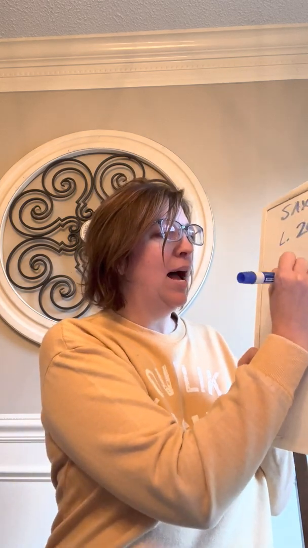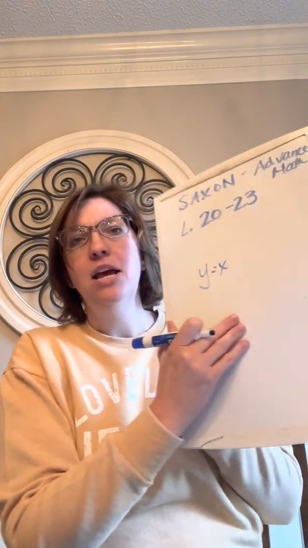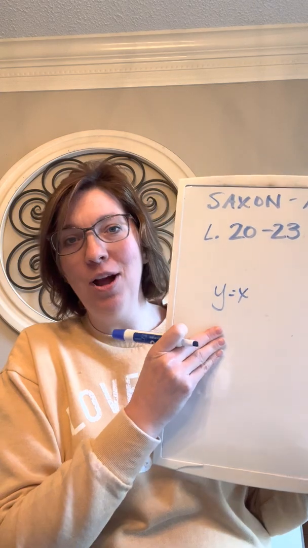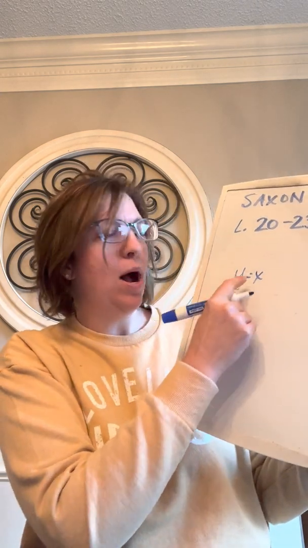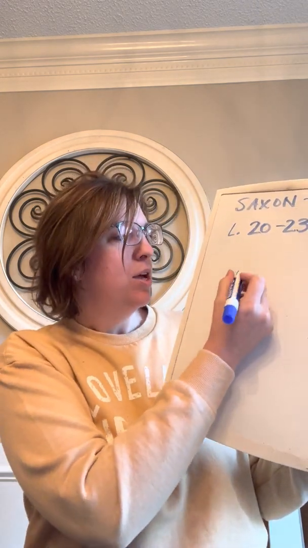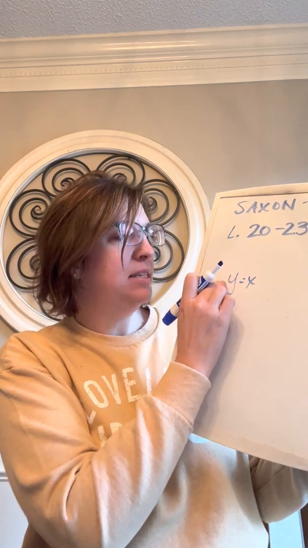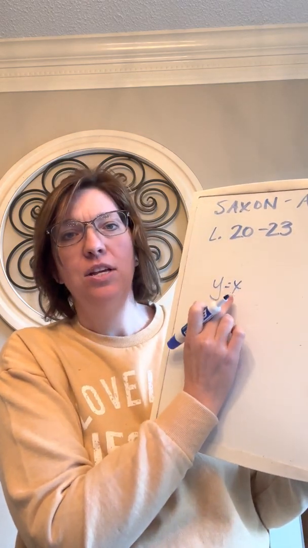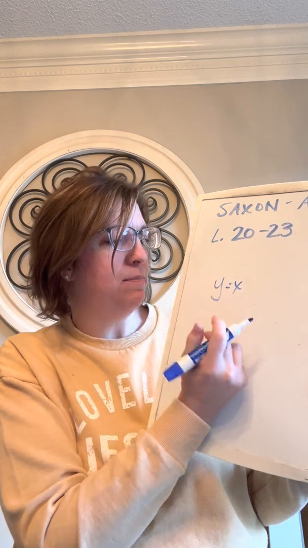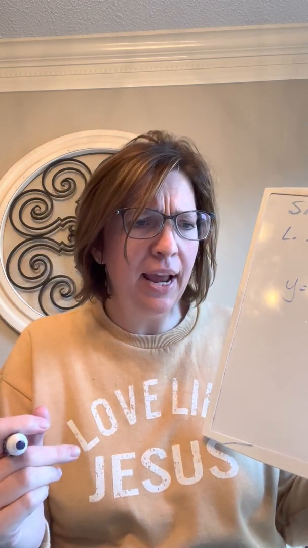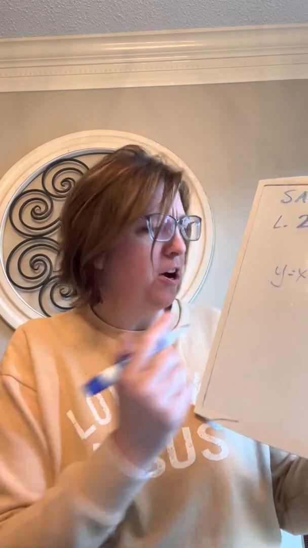So if I say y equals x, right? We know from Algebra 1 that's just a linear equation, y equals 1x, right? So whatever y is depends on what x is. So x is my independent, y is my dependent. Okay? Now we can write it in function notation.